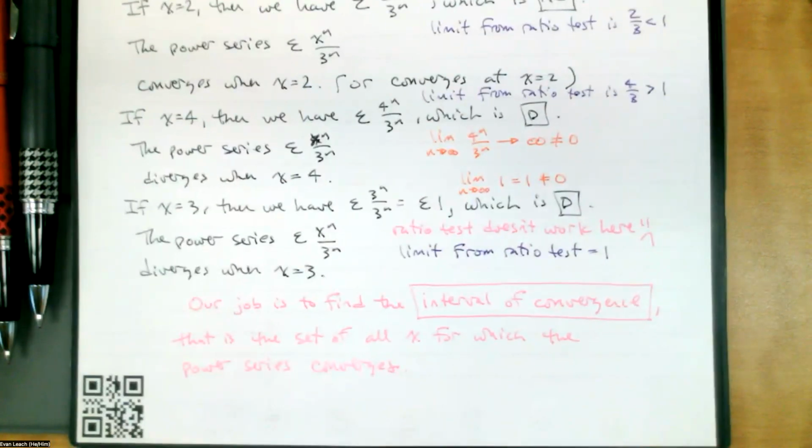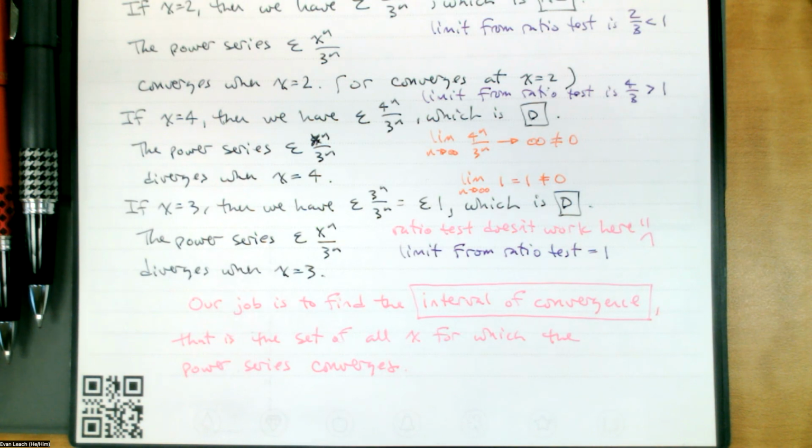Our job is to find the interval of convergence. That is the set of all x for which the power series converges. This contains 2 pieces of information. 1, the convergence part. This is the set of all x for which the power series converges. We care about where the power series converges.